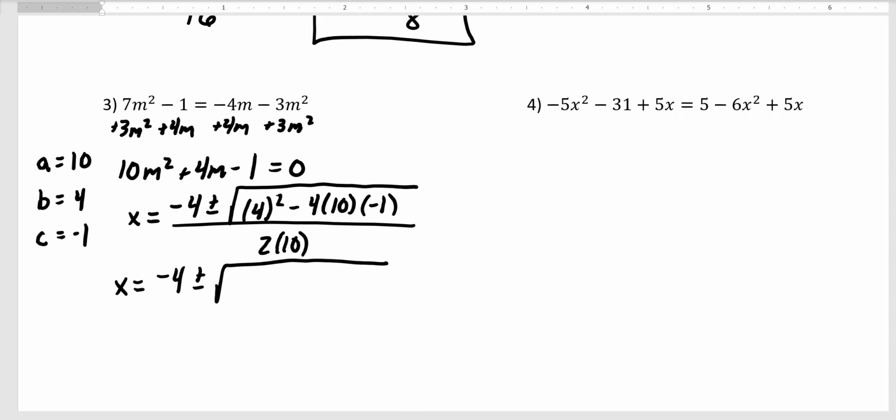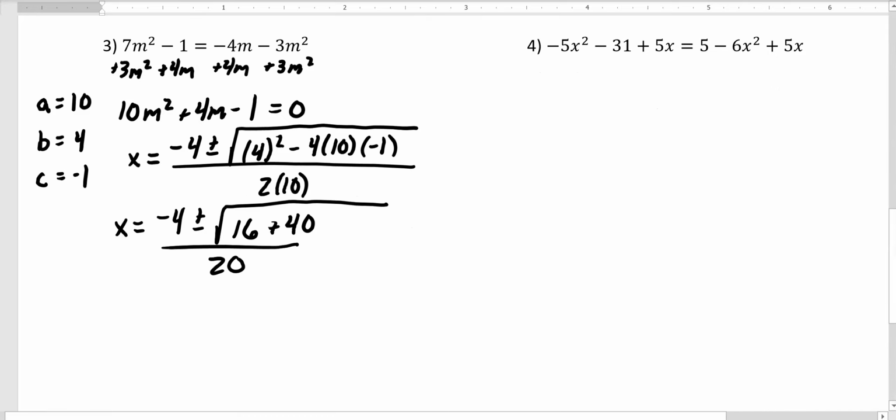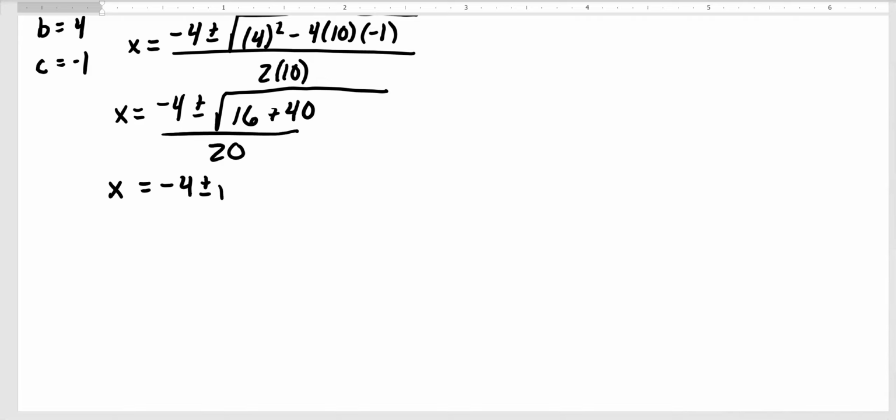4 squared would be 16, of course. Now 16, all right, so we have negative 4 times 10, that's negative 40. Negative 40 times negative 1 would become positive 40. And 2 times 10 is 20. Now if we keep shifting this down here, give us some more space to work. Doing math today. Negative 4 plus or minus 16 plus 40 is 56 over 20.